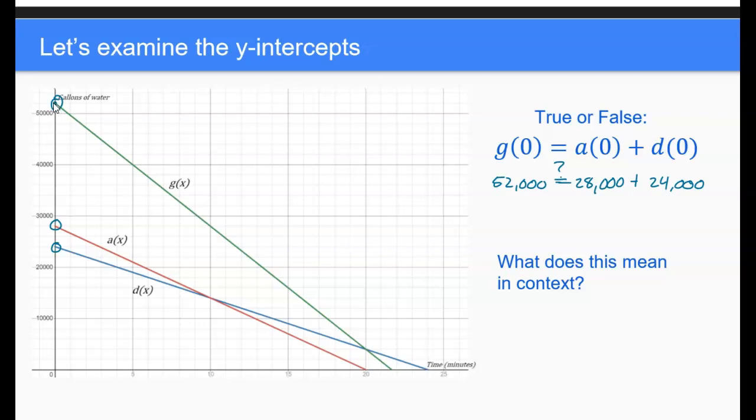Well, look at this point right here. 52,000. Yeah, that worked out. That is true. We literally add these two values together and we get the value on this line. So what does this mean in context? Well, this means that the initial values of the pools, when we add the size of Allie's and Dane's pool, we get the size of both pools combined.